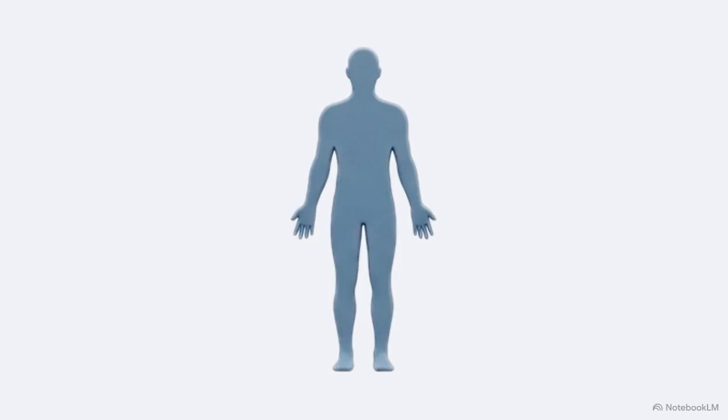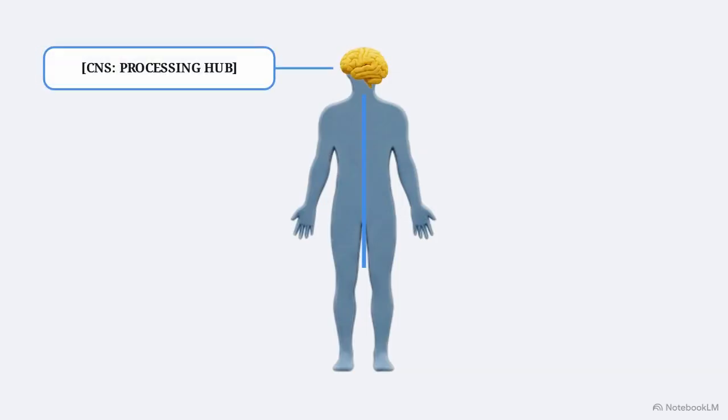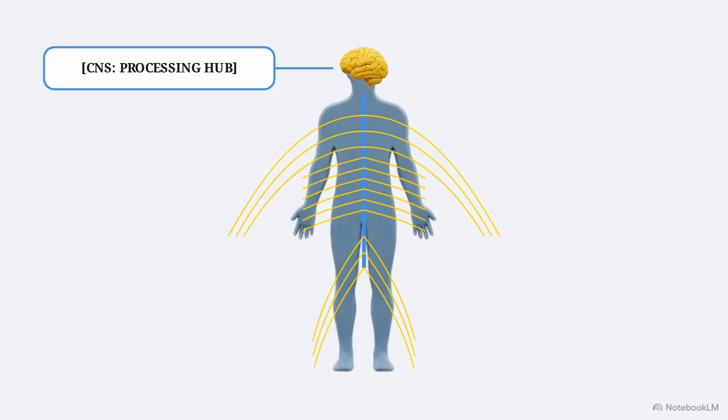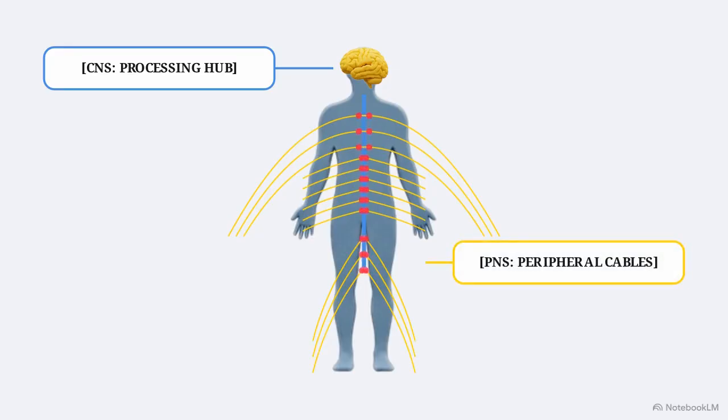To see what makes that quick reaction possible, look at this 3D model of the human body. The system is split into two parts. The brain and spinal cord form the central nervous system, acting as the main processing hub. Connecting this hub to the rest of your limbs is the peripheral nervous system, which functions as the body's cabling.